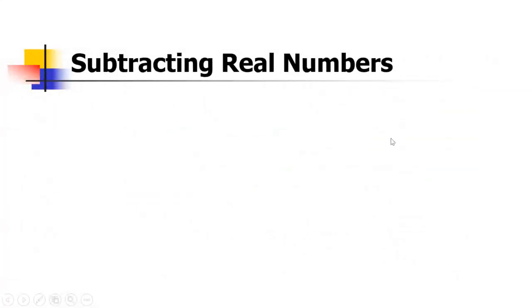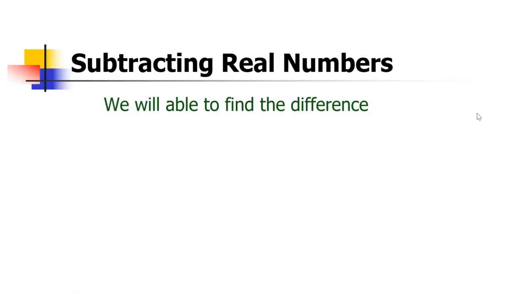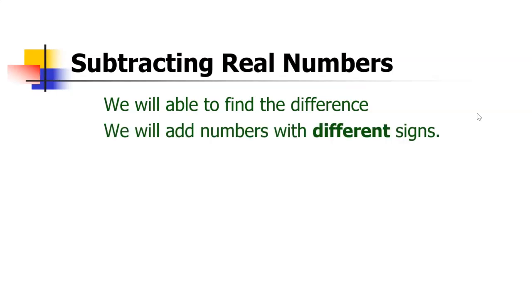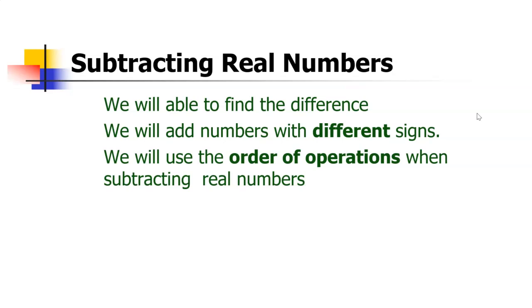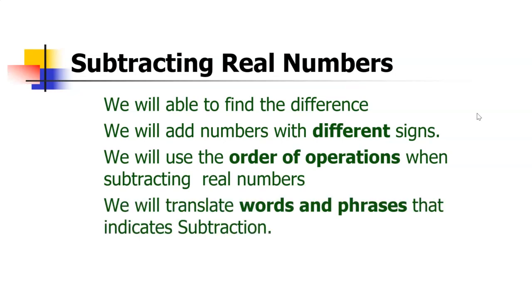Let's talk about subtracting real numbers in this section. After this lecture, you will be able to find the difference between two numbers. We will add numbers with the same sign, meaning two negative numbers, and numbers with different signs, one positive and one negative. We will use the order of operations when subtracting real numbers. We will work with fractions as well, and we will translate words and phrases that indicate subtraction.